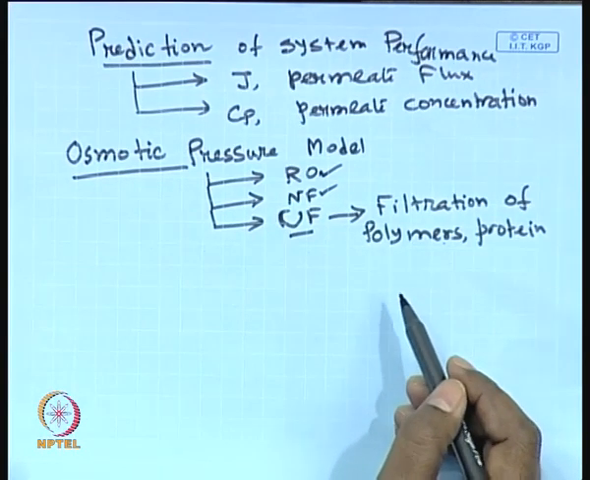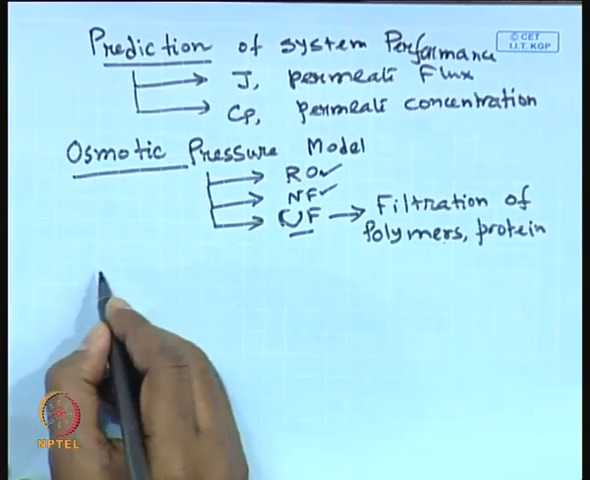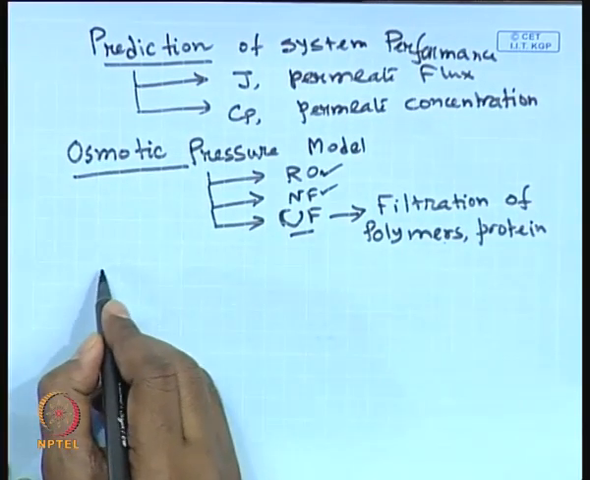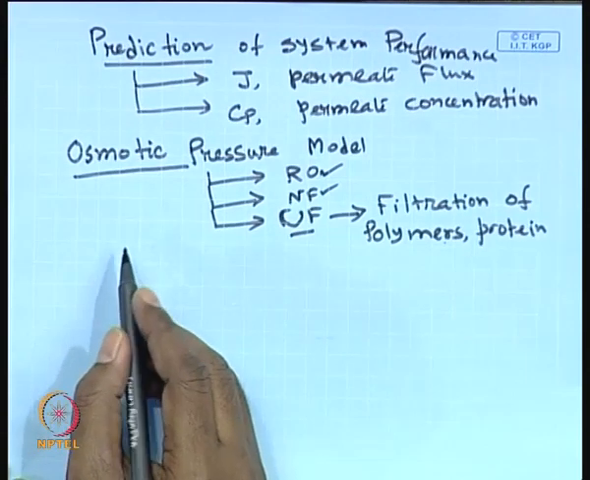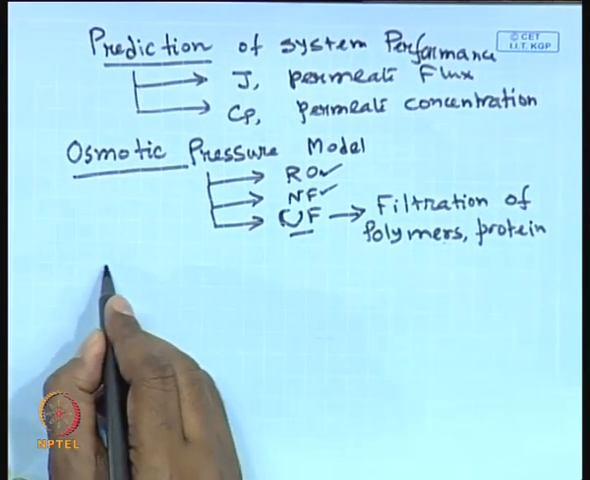In membrane separation systems, almost 70% of the filtration that we can think of, ranging from reverse osmosis to ultrafiltration, is osmotic pressure controlled. So, the osmotic pressure model becomes of utmost importance, and we should discuss it. The first equation that you will get for the solvent flux or the permeate flux will be Darcy's law.